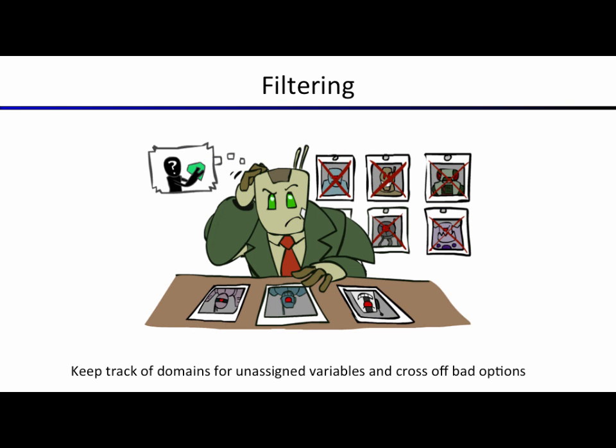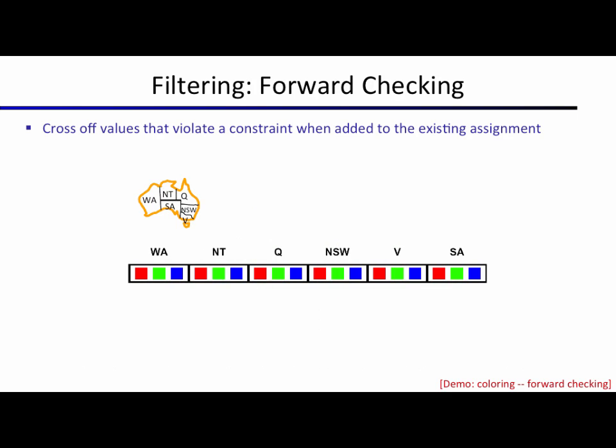So filtering. All that filtering does is it's going to keep track of domains of the unassigned variables, and we're going to cross off from their domains things that we know are not going to work out. And the simplest idea of filtering is something called forward checking. We talked about this last time. Forward checking basically says whenever I make an assignment, I'm going to look at the neighbors, at the variables that are not yet assigned, that have constraints with this variable, and I'm going to cross off from their domains inconsistent values.